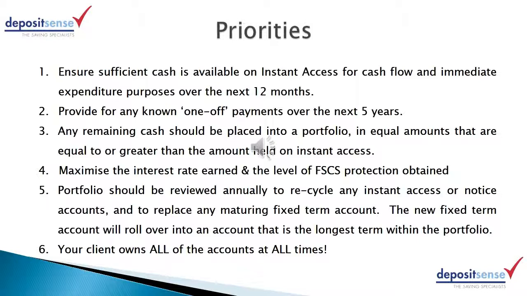That portfolio should be split in equal amounts that are equal to or greater than the original amount held on deposit. This makes sure that you're not going to be running out of money each year. It also makes sure that you're never more than 12 months away from a new tranche of money. And from there you simply maximise the interest rate and the level of FSCS protection obtained. Portfolios then fall into an annual review cycle to enable the interest rates and the levels of FSCS protection to be maintained. But most importantly, your client owns all of the money and all of the accounts at all times, and if you don't make your clients aware of that, then it's a bit of an uphill struggle at all times.